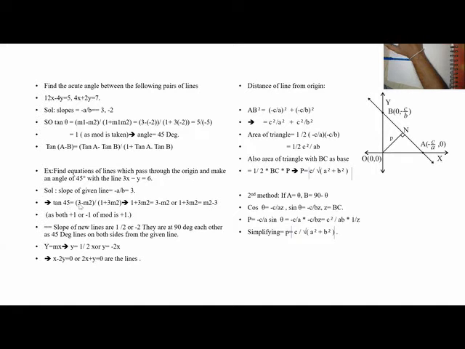Again, come back. (3 minus m2) by (1 plus 3m2) under mod. This is 1. That means 3 minus m2 can be negative. 1 plus 3m2, both are equal.